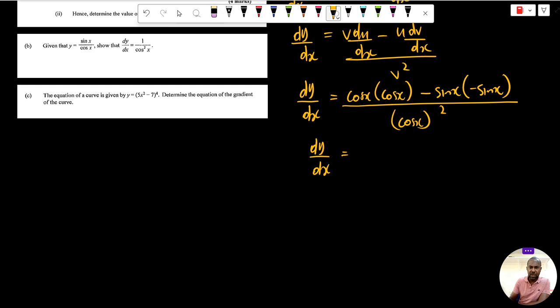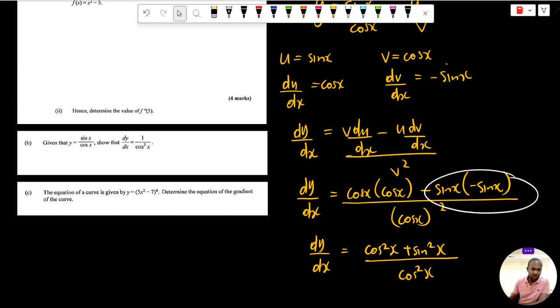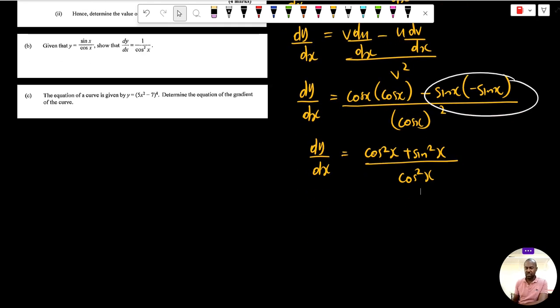Right. So dy by dx would of course be equal to cos squared x, and here we have minus sine x times minus sine x, which multiplies to give us plus sine squared x. So this is cos squared x plus sine squared x, all over cos squared x. Of course, we know from our trig identities that cos squared x plus sine squared x is equivalent to 1, and therefore this is equal to 1 over cos squared x as required.